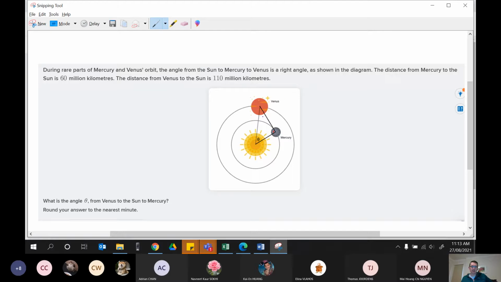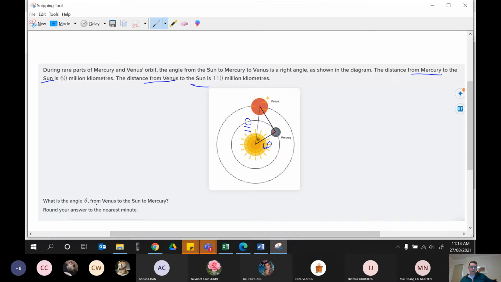So I've got a diagram here, but I don't have distances on there. So I'm going to put that in. Distance from Mercury to the Sun. So we're starting from Mercury to the Sun is 60 million kilometers. The distance from Venus to the Sun is 110.